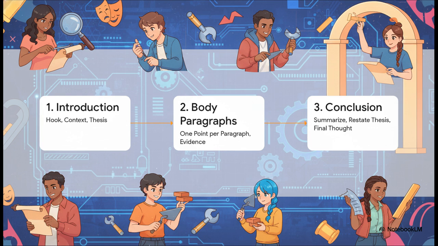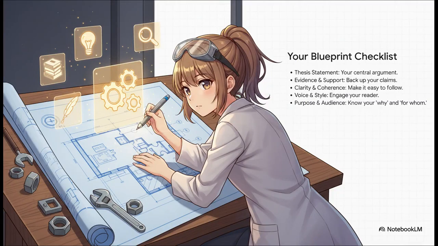That's your main argument. Then you've got your body paragraphs. This is the heart of the essay, where you dedicate each paragraph to making a single point and backing it up with solid evidence. And finally, the conclusion. You just summarize your points, restate your thesis in a new way, and leave the reader with something to think about. Simple as that.